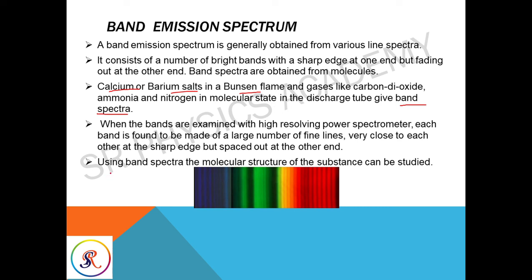Next, the use of band spectra. Why are we using them? What is the purpose? We can study the molecular structure of the substance, the particular atoms. The detailed molecular structure of the substance can be studied with the band emission spectrum.